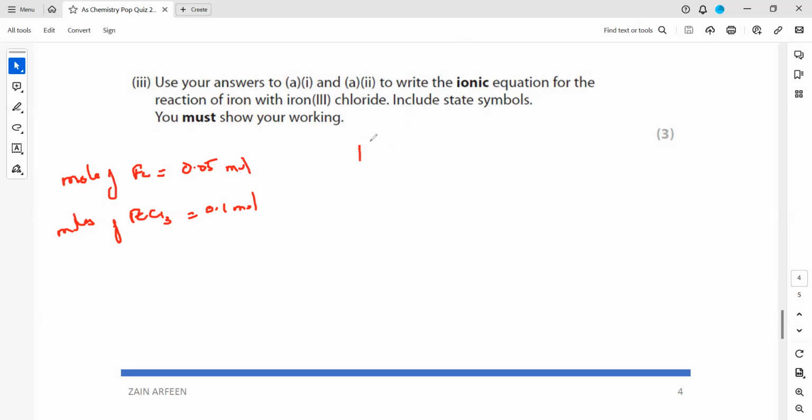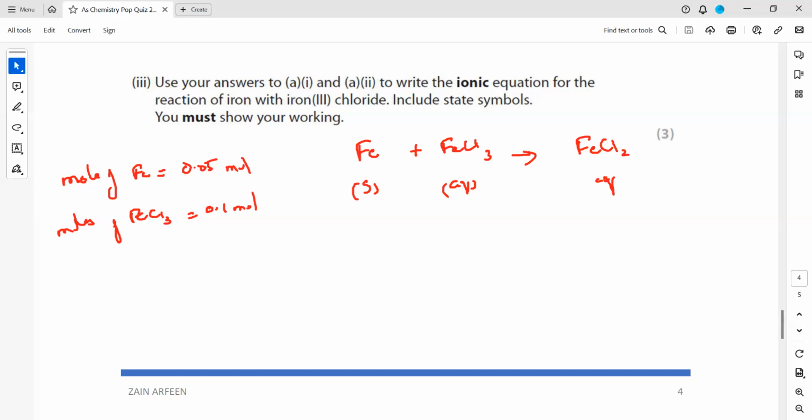Look, iron is added to iron(III) chloride. In the question, they mention that when iron reacts with iron(III) chloride, it forms iron(II) chloride. They mention that at the beginning of the question. We have to write an ionic equation, but first I'm writing that iron was solid and iron(III) chloride was aqueous. First, we have to work out the mole ratio.